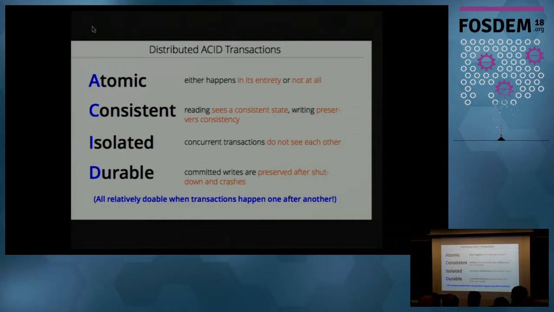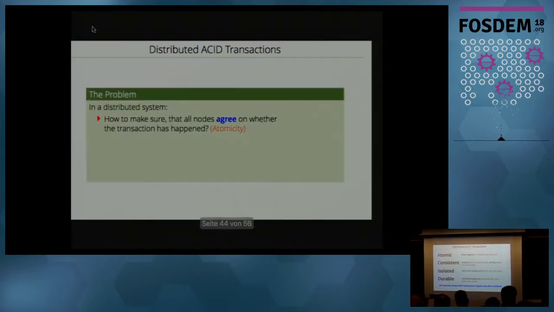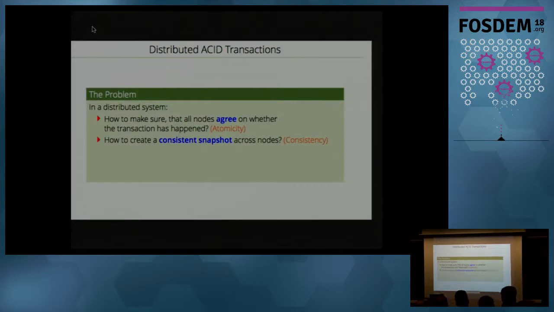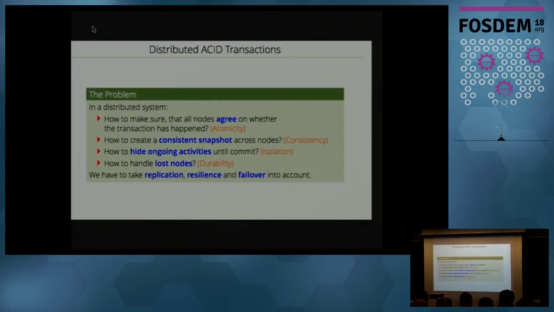So all of them are doable if the transactions happen one after the other, because then I can have an ordering and I can see what is ongoing. But we have more machines, so they are not one after the other. In a distributed system, we have to make sure that all nodes agree on whether the transaction has happened for atomicity. Because then I can ask, is this transaction that I see here done or not? How can I create a consistent snapshot across nodes for consistency? And how to hide ongoing activities until a commit for isolation? And how to handle if one of the nodes is lost for durability?